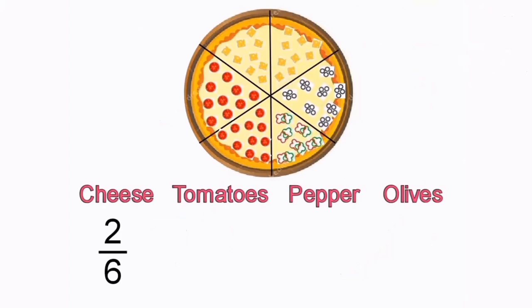Ganon din sa tomatoes, 2/6 dahil dalawang parte ang may tomato dun sa 6 na hati ng pizza. Pepper, 1/6 dahil isang parte lang ng pizza ang may toppings ng pepper. At olives, 1/6 dahil isang parte lang din ng pizza ang may toppings na olives.